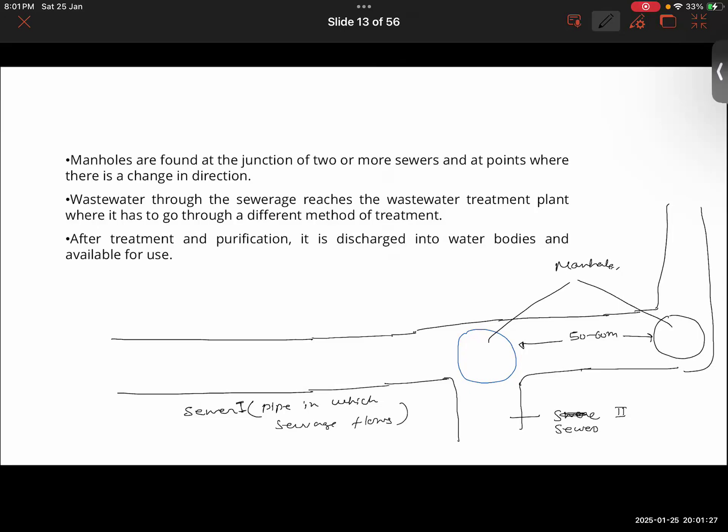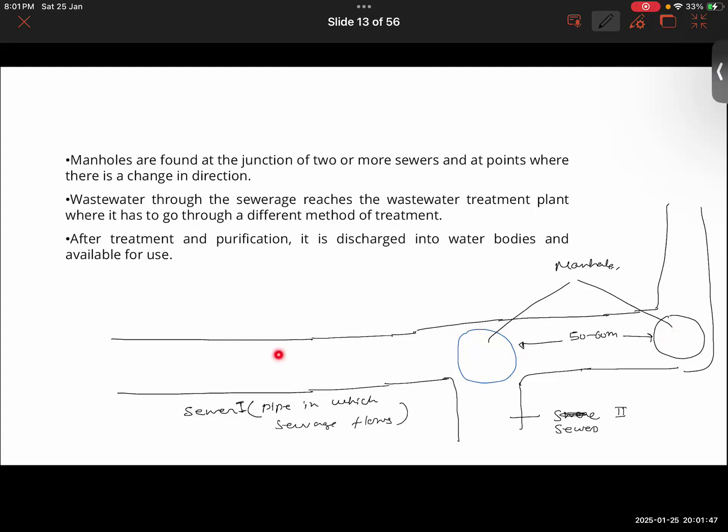So at the junction of two or more sewers, or at points where the direction is being changed, there are more chances of the waste getting stuck at this change in direction, at this point where the direction is changing. So there the manhole is present, right?